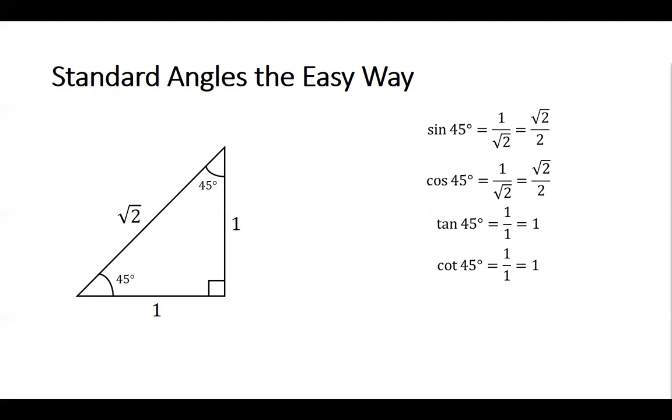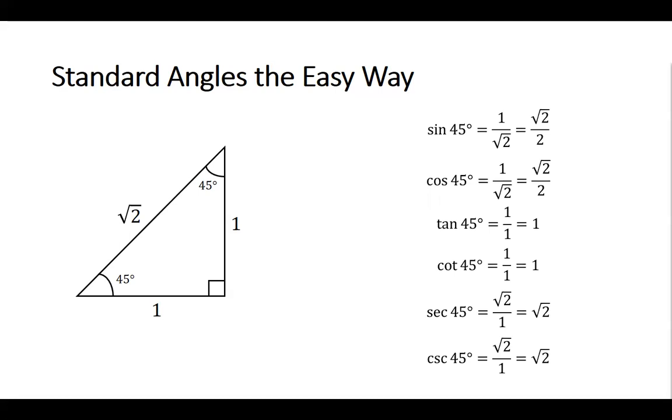Secant, hypotenuse over adjacent, square root of 2 over 1 is equal to the square root of 2. And then cosecant, hypotenuse over opposite, square root of 2 over 1, or the square root of 2. So I can build all those easily enough from a triangle that I can just quickly sketch on a piece of paper and have my trigonometric functions for the standard angle of 45 degrees.